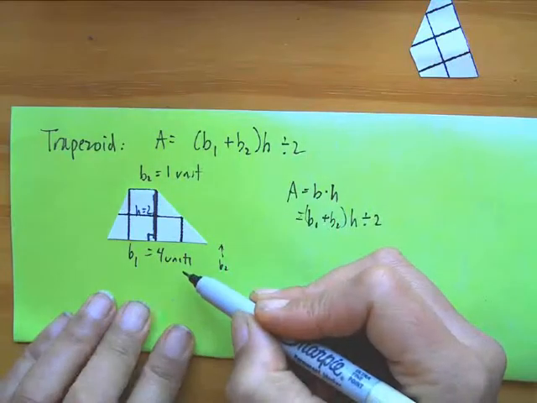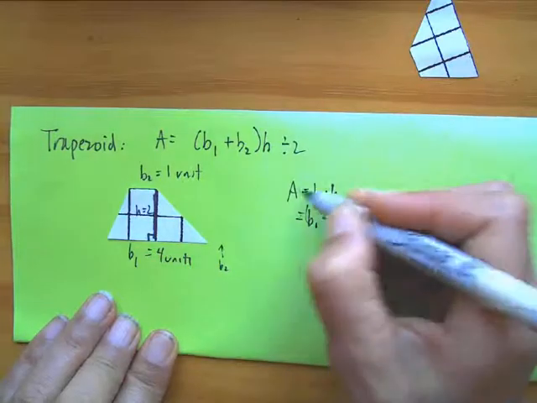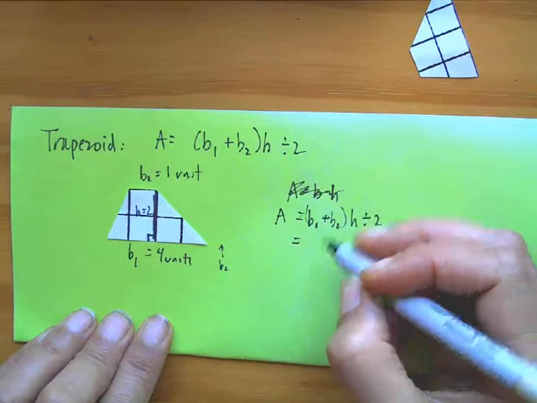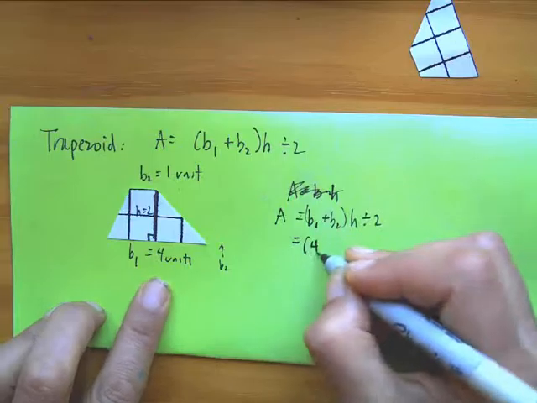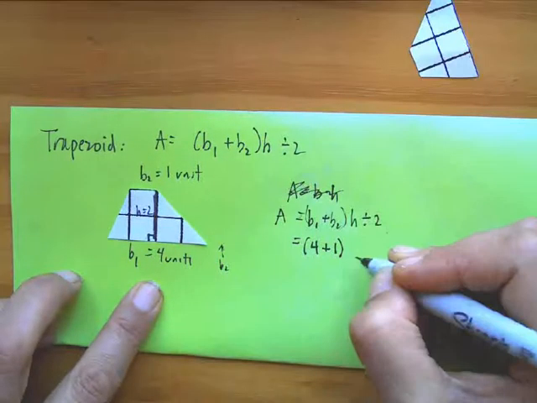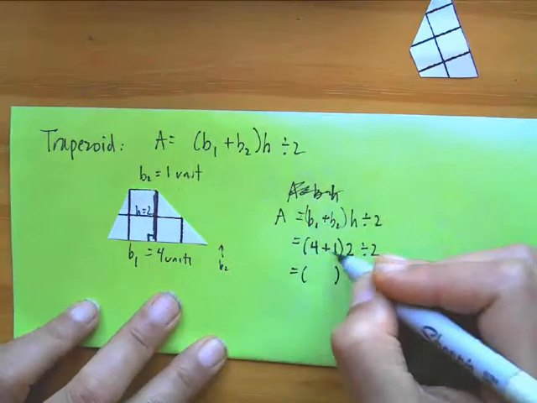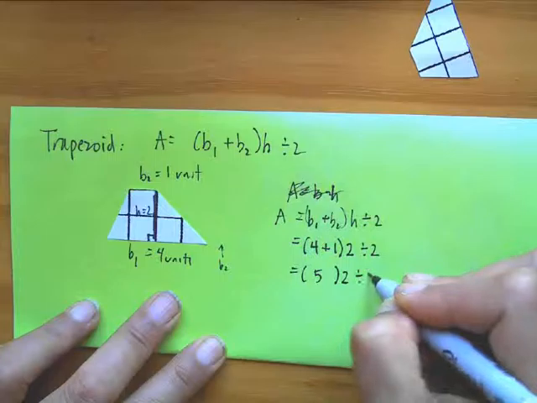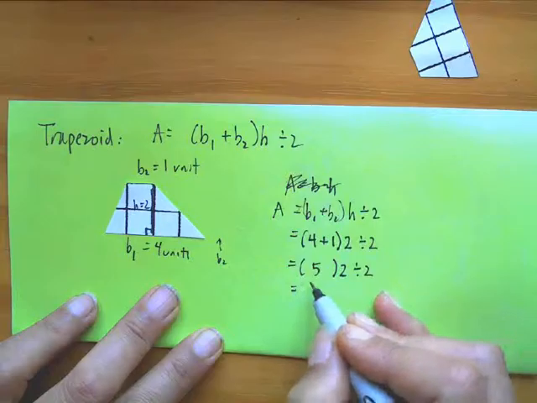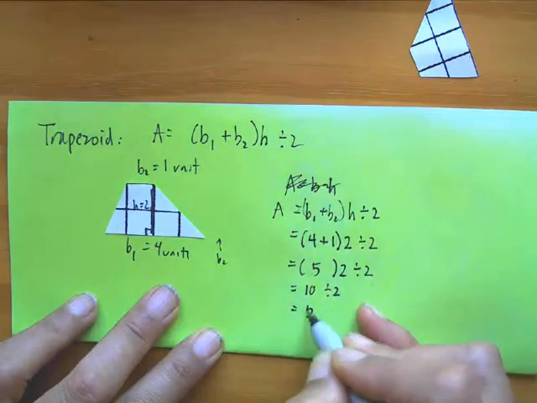Now let's go back to this one in terms of how we actually use this information to solve. Once again, you can see that I have my formula for a trapezoid, and then I'm going to substitute in my values. So I have 4 for the base 1, plus 1, the height is 2, divided by 2. So I do parentheses first. 4 plus 1 is 5, times 2, divided by 2. And then when you have just multiplication and division, you go left to right. 5 times 2 is 10, divided by 2, or 5.